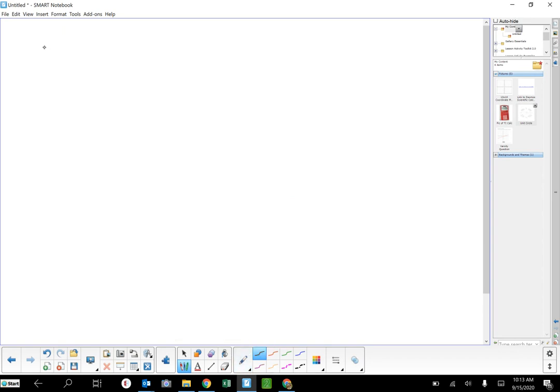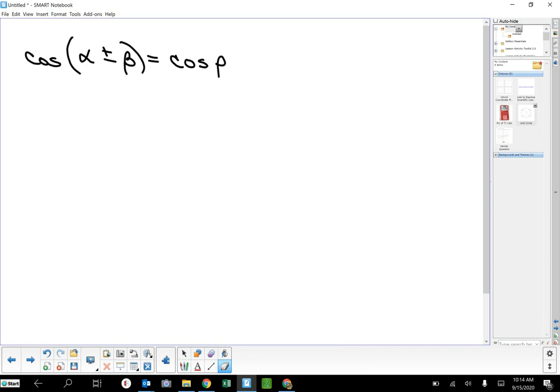So cosine of alpha plus or minus beta expands into cosine alpha, cosine beta. Oops, that's not an alpha. Cosine alpha, cosine beta. Now these signs flip-flop, minus and plus. Sine alpha, sine beta.